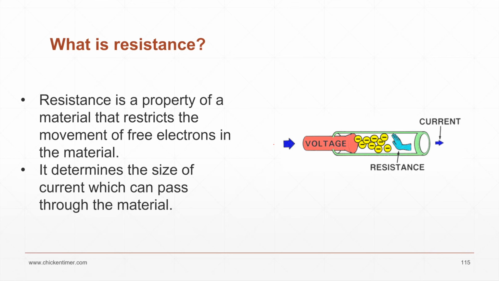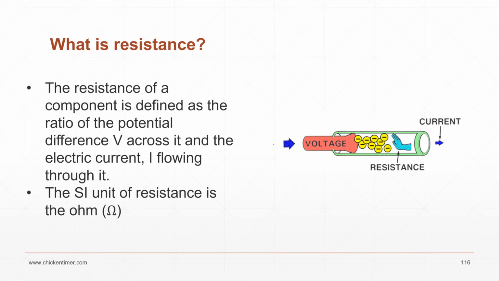Then resistance is a property of the material to resist the movement of electrons. So the size of the resistance will affect the current. If there's high resistance, it means there's low current, and if there's low resistance, that means there's high current moving through the wire. So the SI unit is ohms.